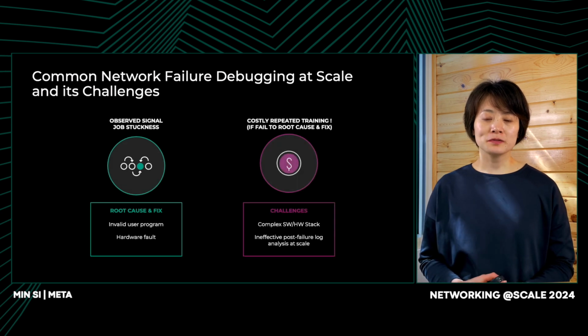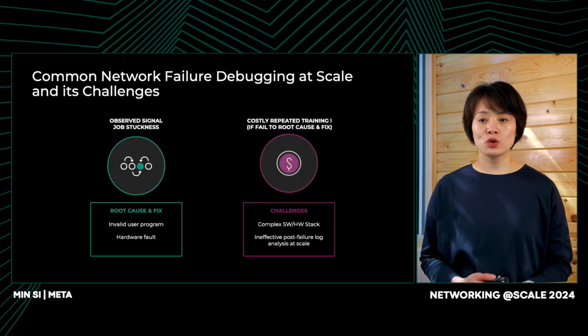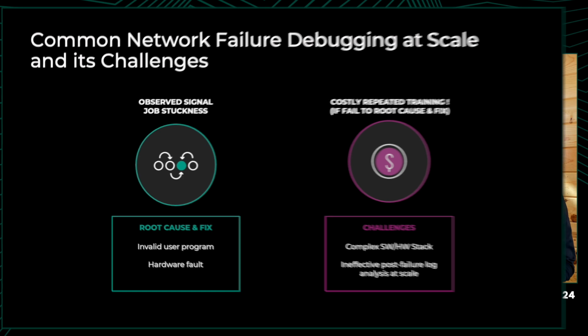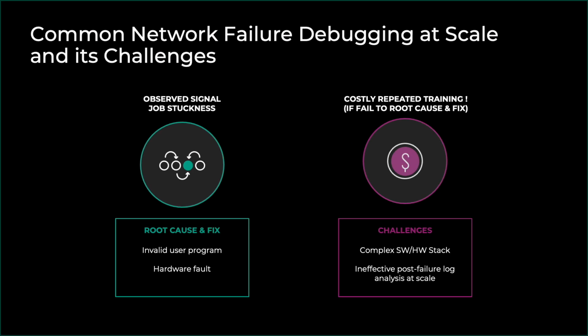The typical network failure debugging flow involves triaging and root cause analysis based on observed job failure, commonly some process stuck during the training. The cause can often be an invalid user program, a software bug, or a hardware fault. The classical debugging routine based on post-failure analysis, such as relying on per-process logs, is not scalable when we debug with a large number of training processes.